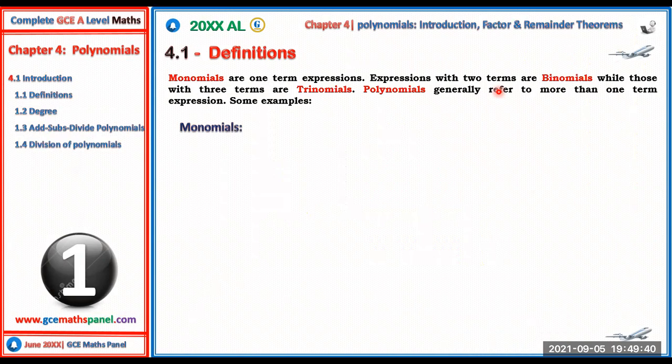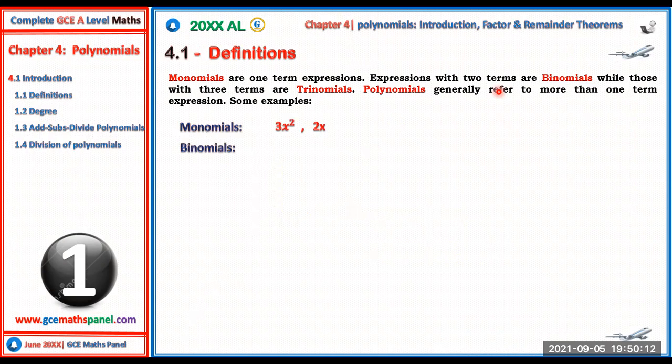For monomials, which are one-term expressions, we have, for example, 3x squared. We equally have 2x. Recall that nomials refers to the number of terms. Nomials, number of terms. So an expression in one term is a monomial. Expression with 2 terms, binomial. 3 terms, trinomials, and polynomials. In fact, from 2 terms and above, we have a polynomial.